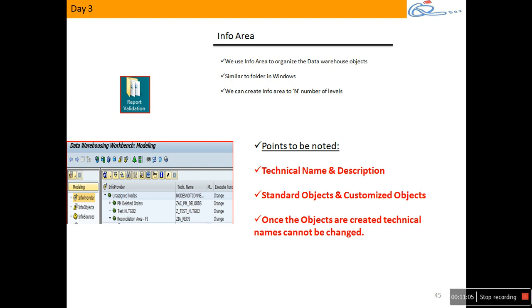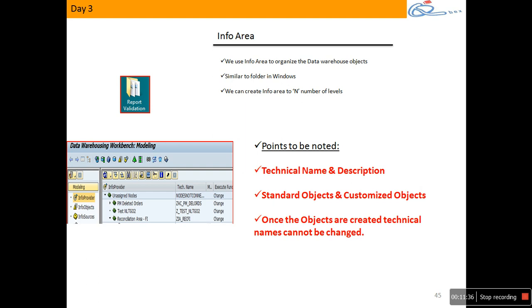And next, one more point. All your business content objects. I told you what a business content object is. In business content, you will have info areas, InfoObjects, cubes, everything is given. All technical names of the business content objects will be prefixed with 0. So I would have InfoObjects like 0customer, 0material, 0product. Every business content object will have the technical name prefixed with 0.